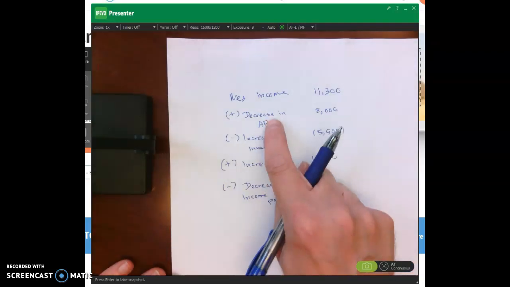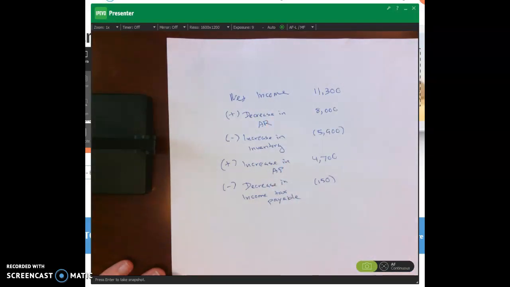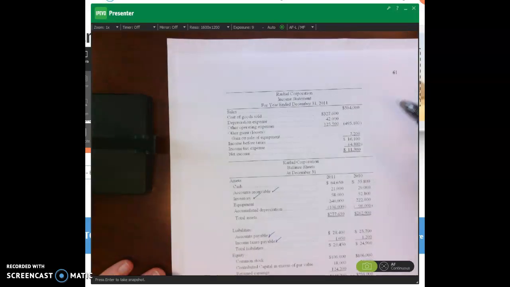That's step 1. Step 2. Step 3, remember, is to add depreciation. Where do I find depreciation? On the income statement. And here's my depreciation expense, $42,000.